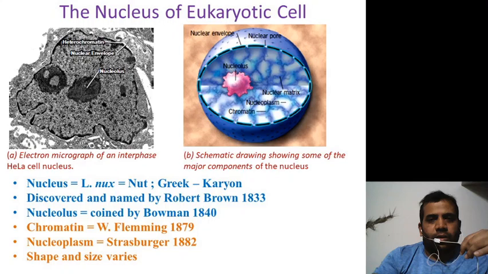On the left, you will find the transmission electron microscopic (TEM) structure of the nucleus. On the right, you will find the diagrammatic structure showing the nuclear membrane having nuclear pores, and internally the presence of the nucleolus, nuclear matrix, chromatin, and nucleoplasm.